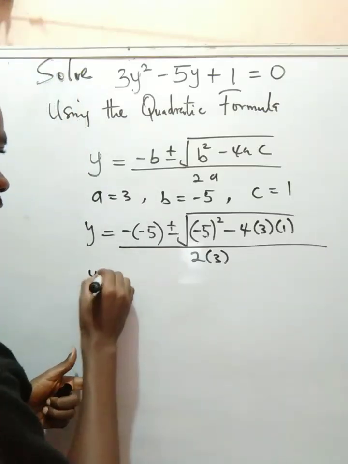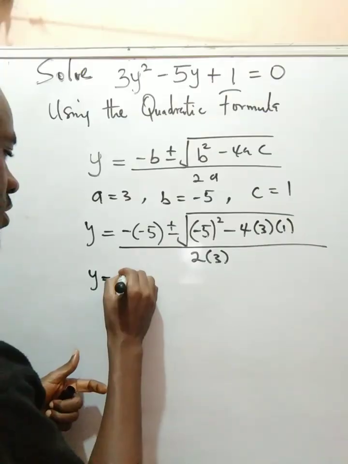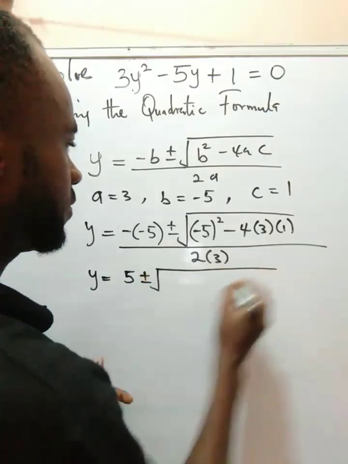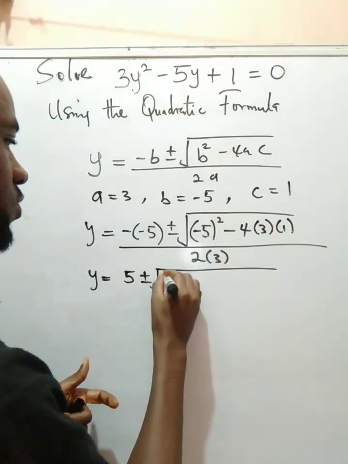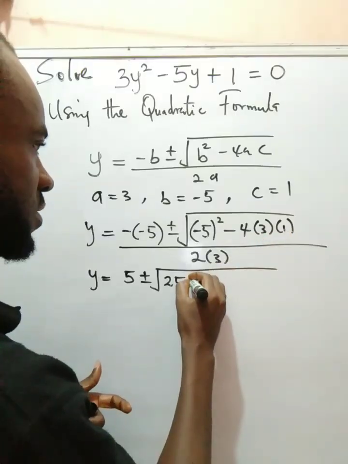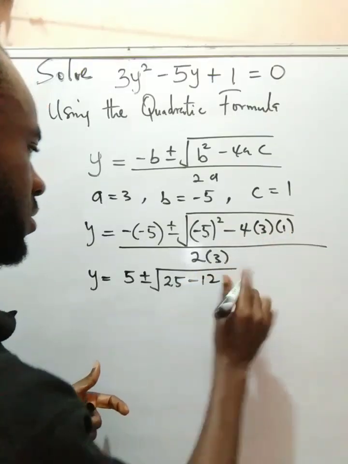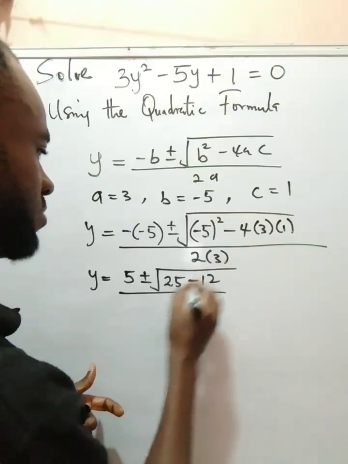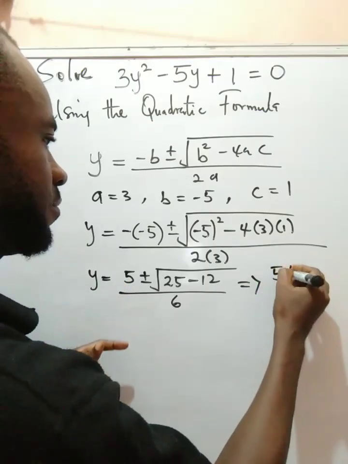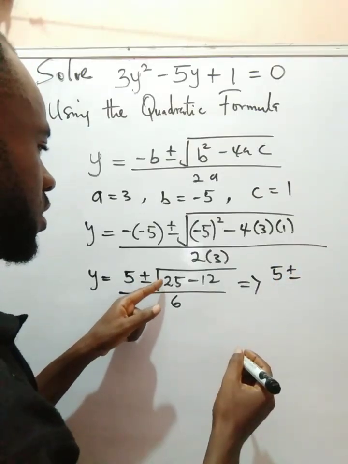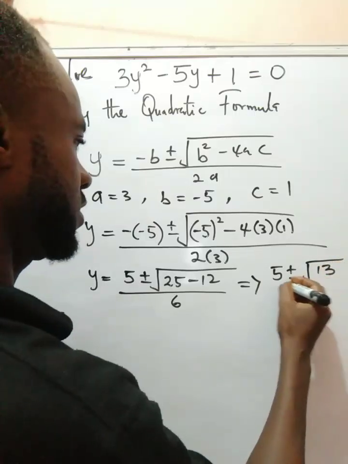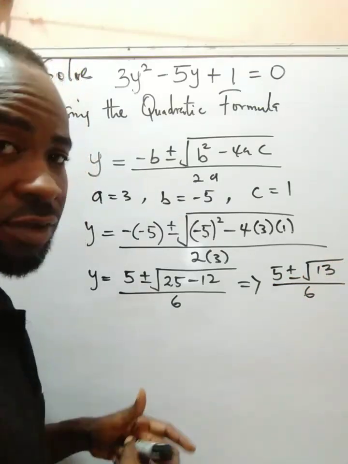So our y is equal to minus times minus is plus, so we have plus 5 here. Then plus or minus square root of minus 5 squared, which is 25, minus 4 times 3 times 1, that is minus 12. All over 2 times 3, that's 6. So I'm going to have 5 plus or minus the square root of 25 minus 12, that's 13, over 6. Can you see that?